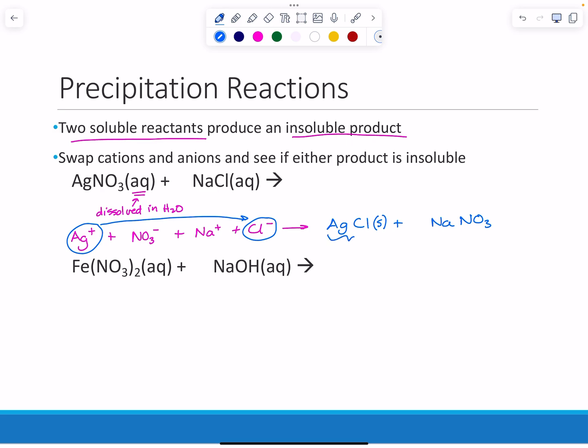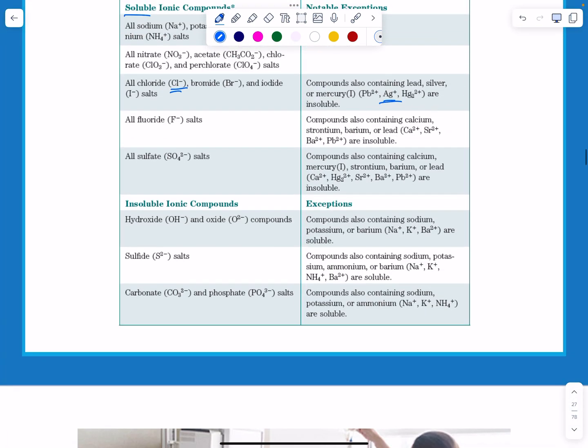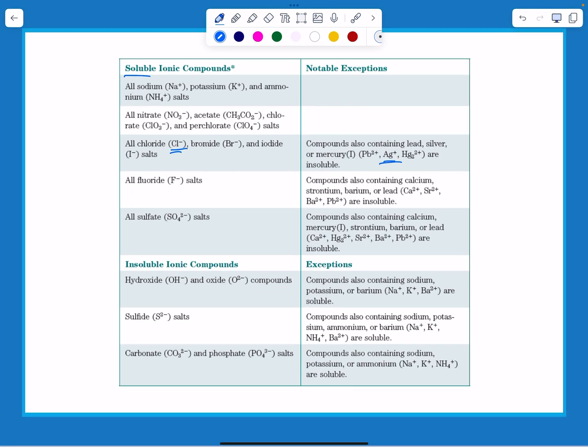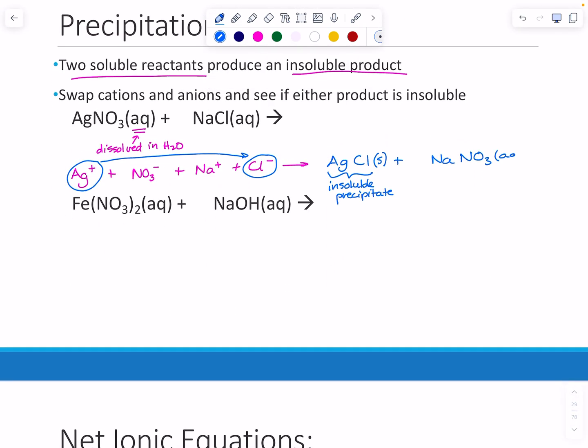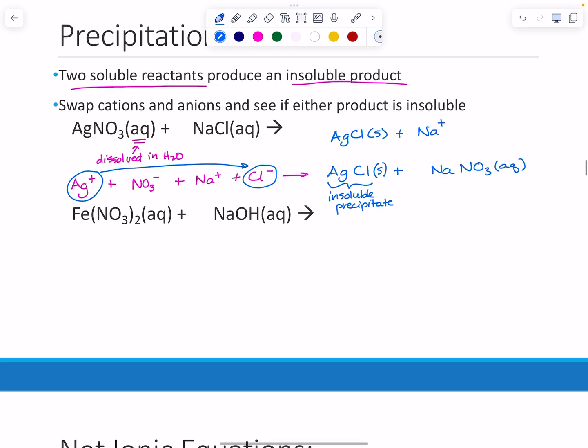So this thing would not be soluble, and it would form a solid. So this is an insoluble, what we call precipitate. And then we'd look and see sodium nitrate. So let's look for everything with sodium is soluble. Our sodium nitrate, all of our nitrate compounds are soluble, no exceptions. So this is going to be aqueous. And so what that means is what we actually have in solution is silver chloride solid, and we have sodium and nitrate ions floating around in solution.